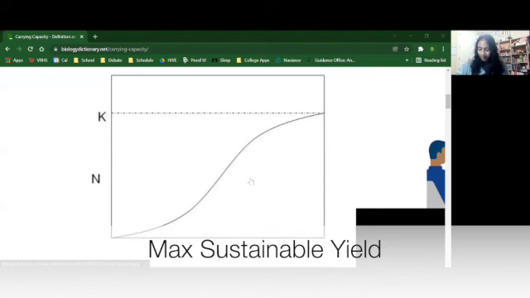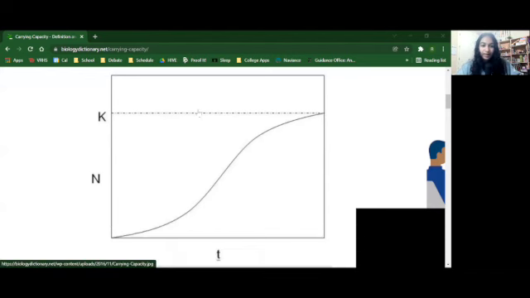So when does max sustainable yield happen? It's actually a super easy concept. Whenever the population is at half carrying capacity, that's when we consider the population to be at max sustainable yield. So let's look at this graph right here. K is carrying capacity. And so halfway here, or right in the middle, right there, that is where we would consider the max sustainable yield to be. Super easy concept. If you have a graph question, well, you just got the answer there.